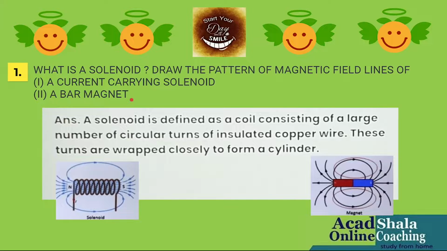Now children, the field pattern in a solenoid is what? Field pattern in a solenoid is like a bar magnet. Are you seeing on the screen children? Yes or no? So this is the solenoid and this is the bar magnet. Now, in the solenoid what happens? Magnetic field lines, you are seeing it, are parallel like this. See, they are parallel or not? They are parallel. And one more thing, very important.